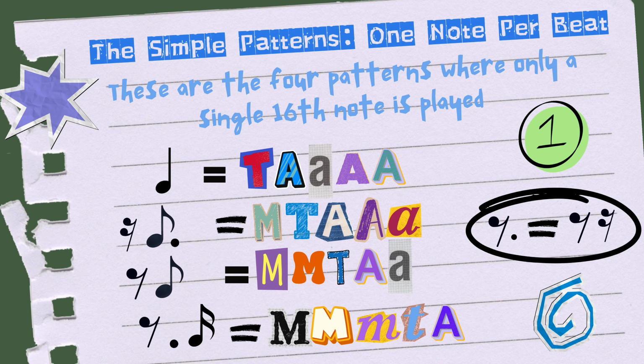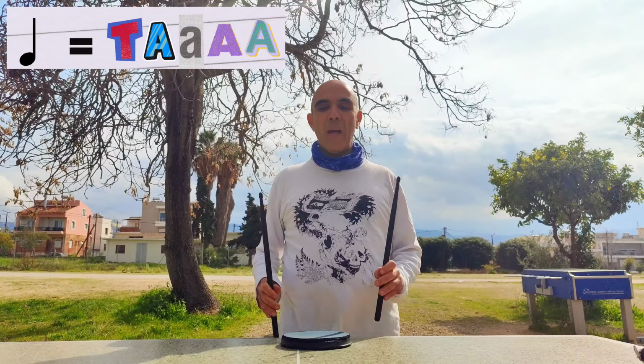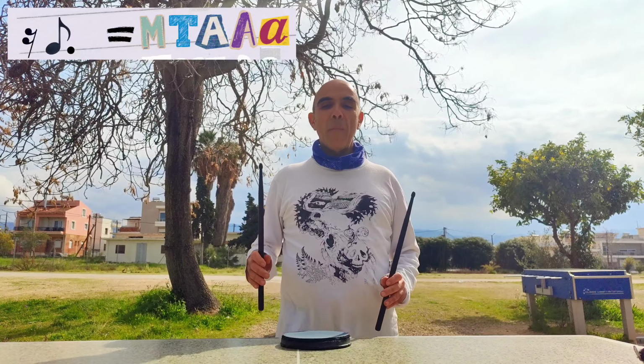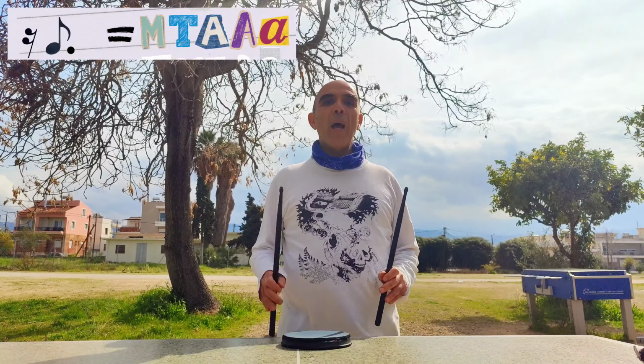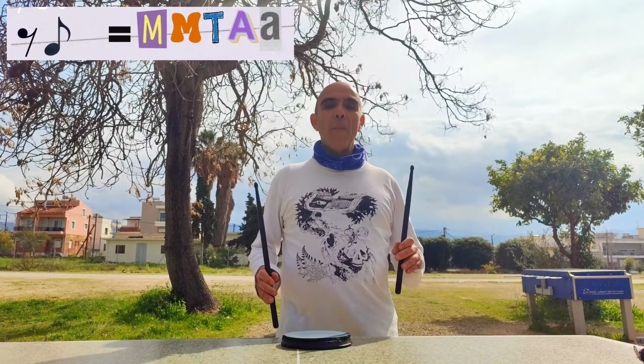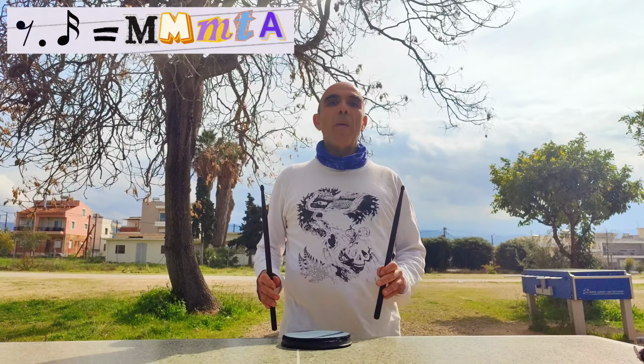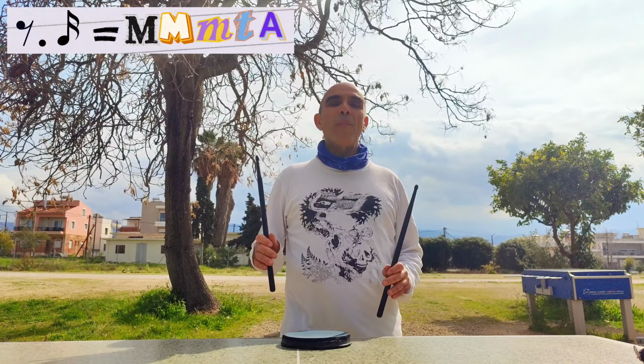One note per beat. These are the 4 patterns where only a single 16th note is played. A quarter note is sung ta. An offbeat 8th note is sung ta. Ta, ta, ta.